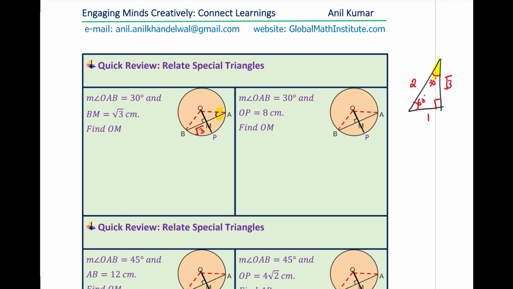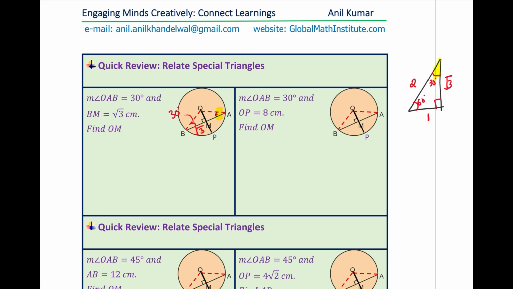We are given one of the sides. This angle is given to us, which is same as that. And this is also 30 degrees, correct? Since this is an isosceles triangle. Perfect. Now we need to find what O to M is.